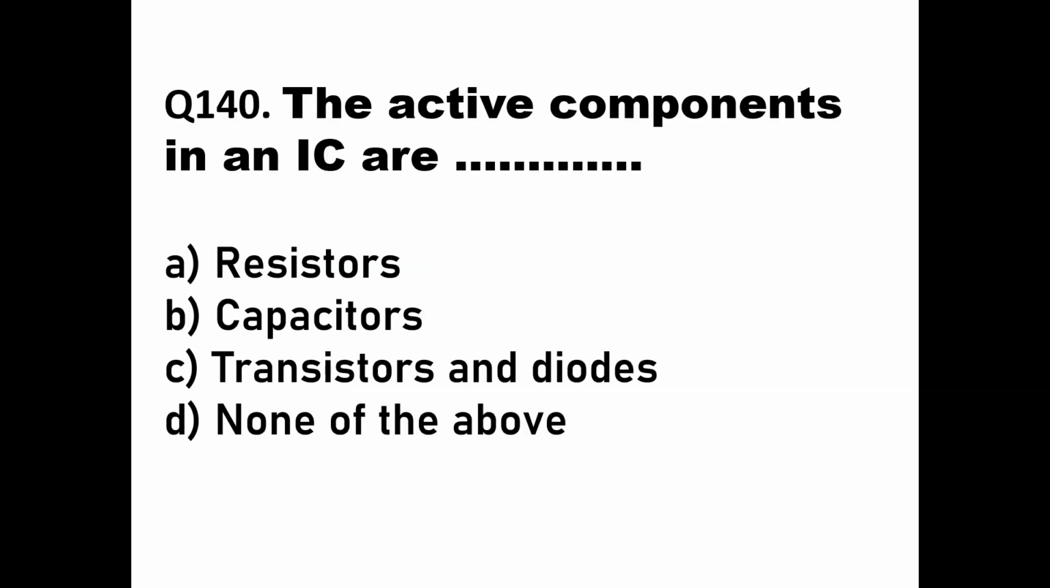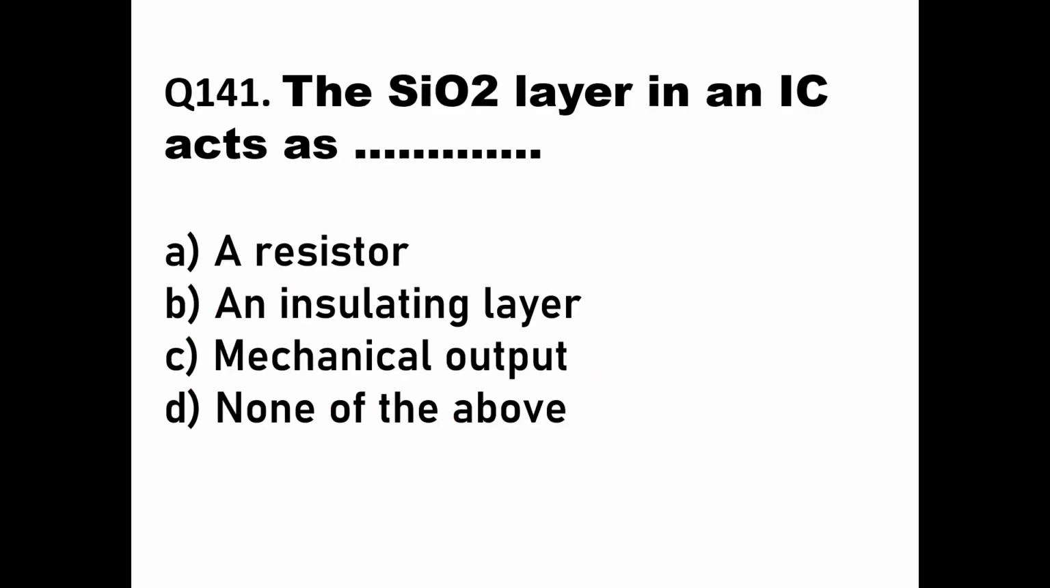The active components in an IC are, the options are resistors, capacitors, transistors and diodes, and none of them. Obviously, the active components will be transistors and diodes because the rest are all passive components. Okay, so here the option should be C, transistor and diodes. Okay. Then we'll go to question number 141.